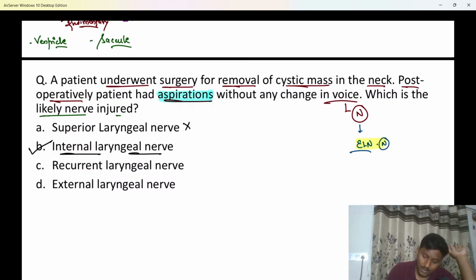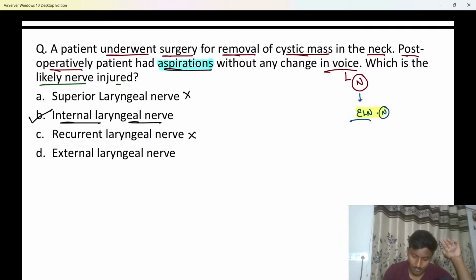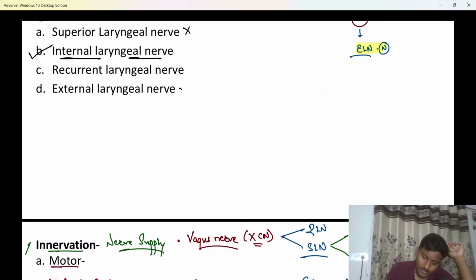याद रखना है बात, ठीक है? So याद रखो, SLN में दोनों चीजें होती हैं, voice would also have been poor and aspirations भी होता है, ठीक है? अगर बस aspiration लिखा है मतलब answer has to be option B. This is a recent exam question बेटा, ठीक है?